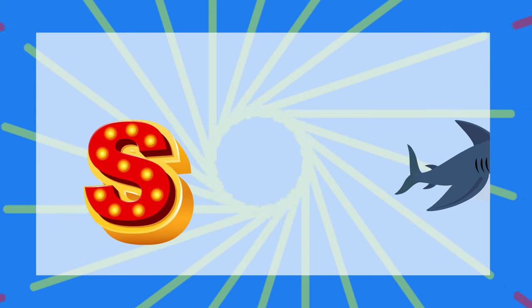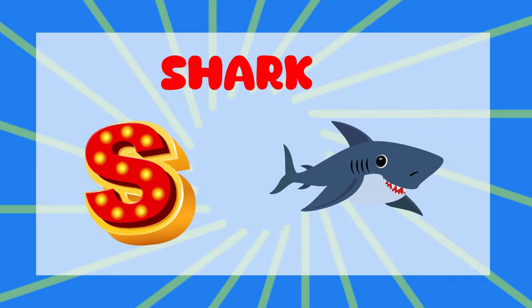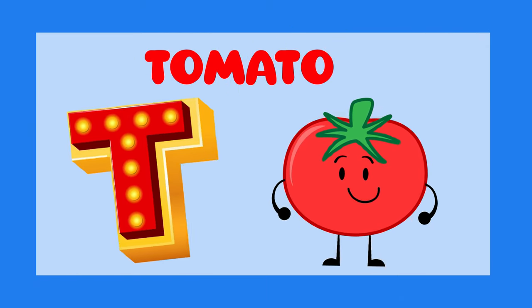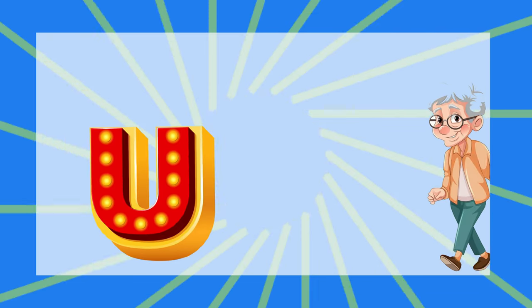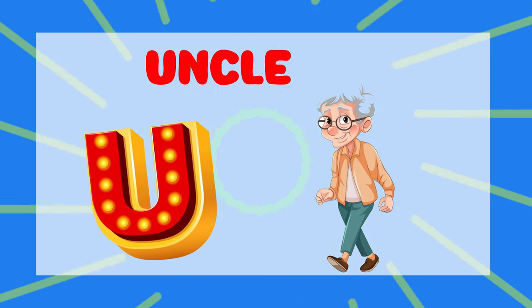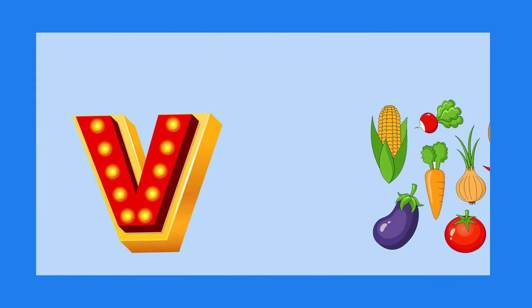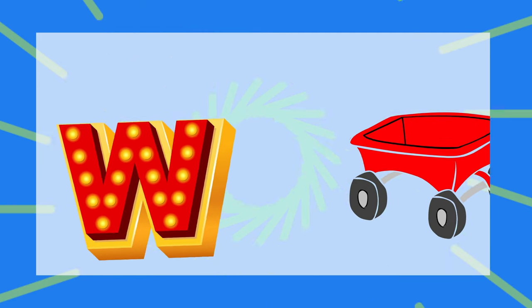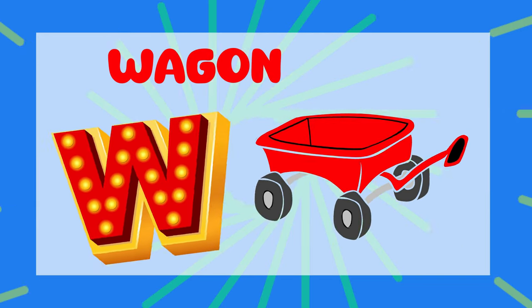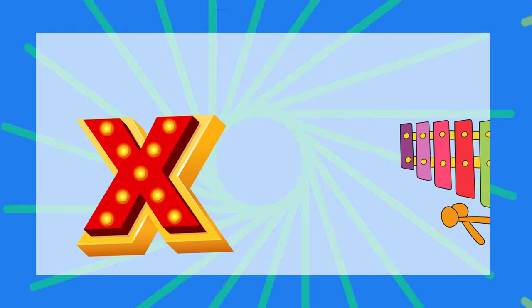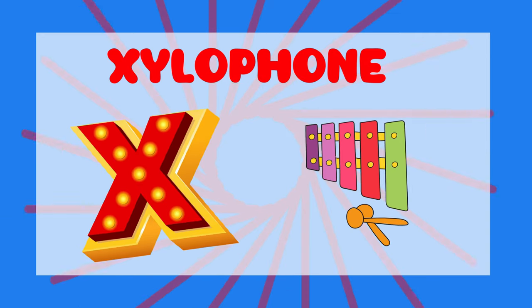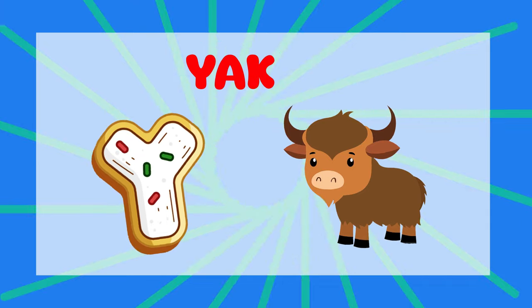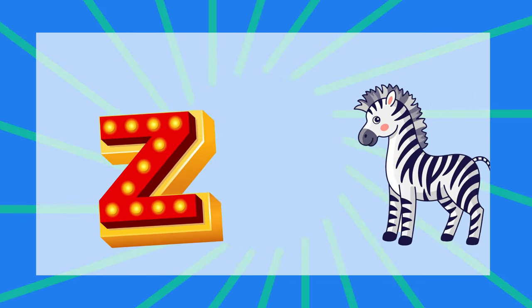S, shark. T, tomato. U, uncle. V, vegetable. W, wagon. X, xylophone. Y, yak. Z, zebra.